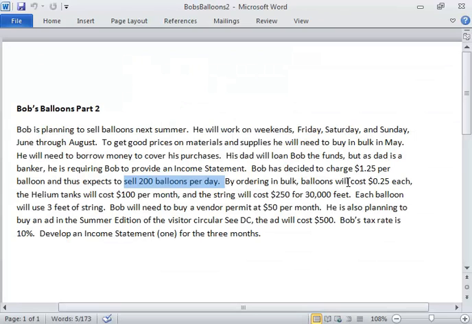He's saying that his balloons are going to cost 25 cents. That's the balloon itself. The helium is not being measured directly. It's saying that the tanks basically cost him $100 a month. When it's done like this, the helium tank is not a variable cost. It's treated as a fixed cost. The balloons and the string are both variable costs, but this right here ends up being a fixed cost. But we write it down as $100 per month.